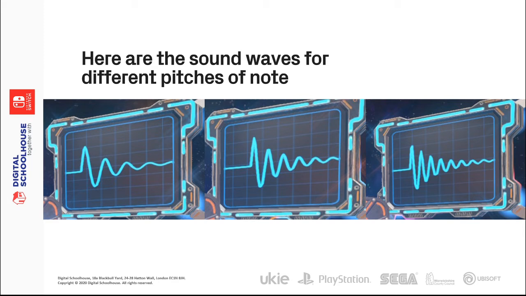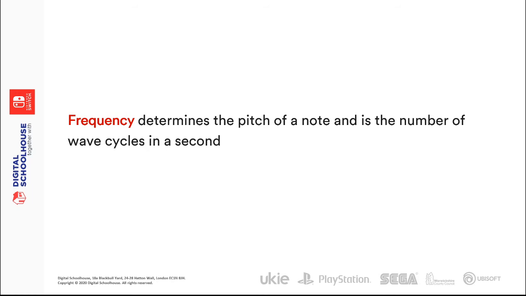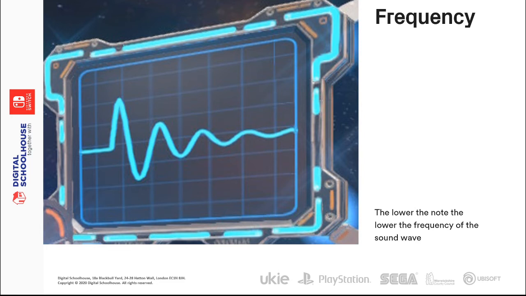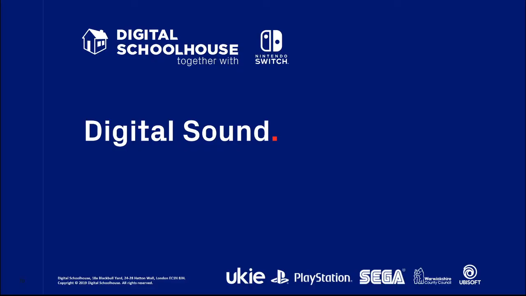Frequency determines the pitch of a note and is the number of wave cycles in a second. So the higher the note, the higher the frequency of the sound waves. There's more sound waves packed into a smaller area. The lower the note, the lower the frequency of the sound wave. And here you can see the frequency is lower because there are less sound waves packed into the same amount of area. So how does this work with digital sound?